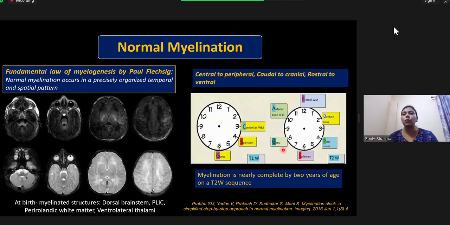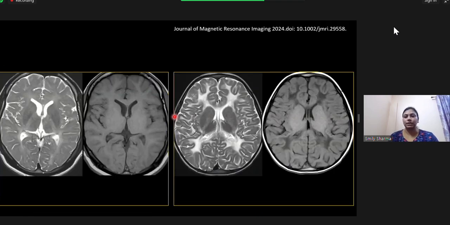We should know which structures are myelinated early in the brain, which include the dorsal brain stem, the posterior limb of the internal capsule, and the pericentral white matter. These are the early myelinating structures, and certain diseases in fact affect them because they have high energy consumption. So beginning with our first discussion, we'll keep it interactive.